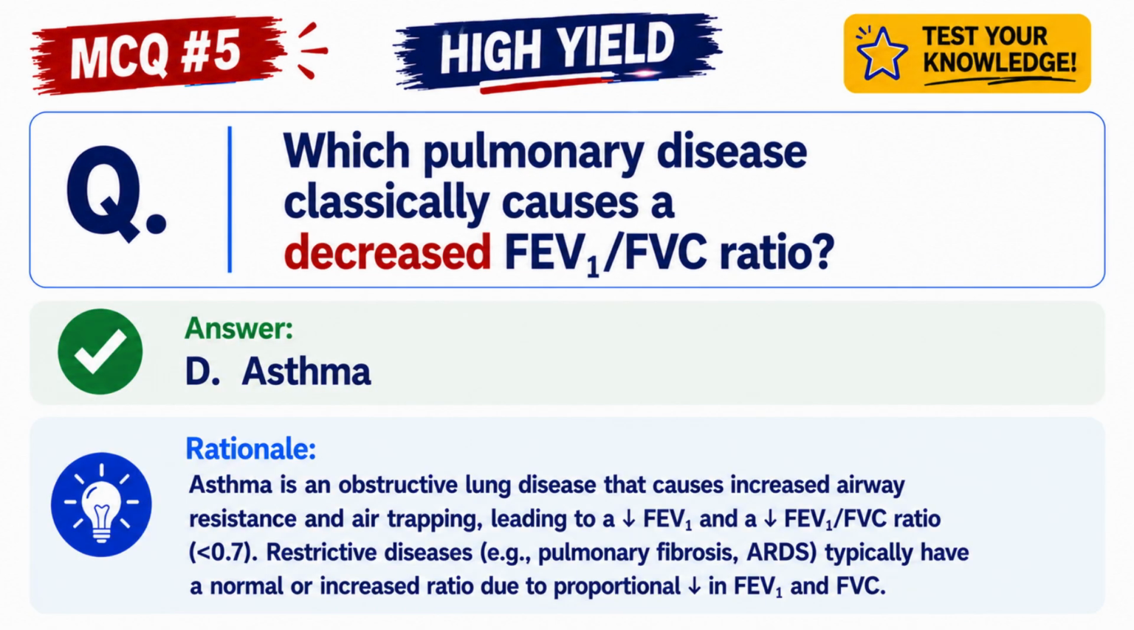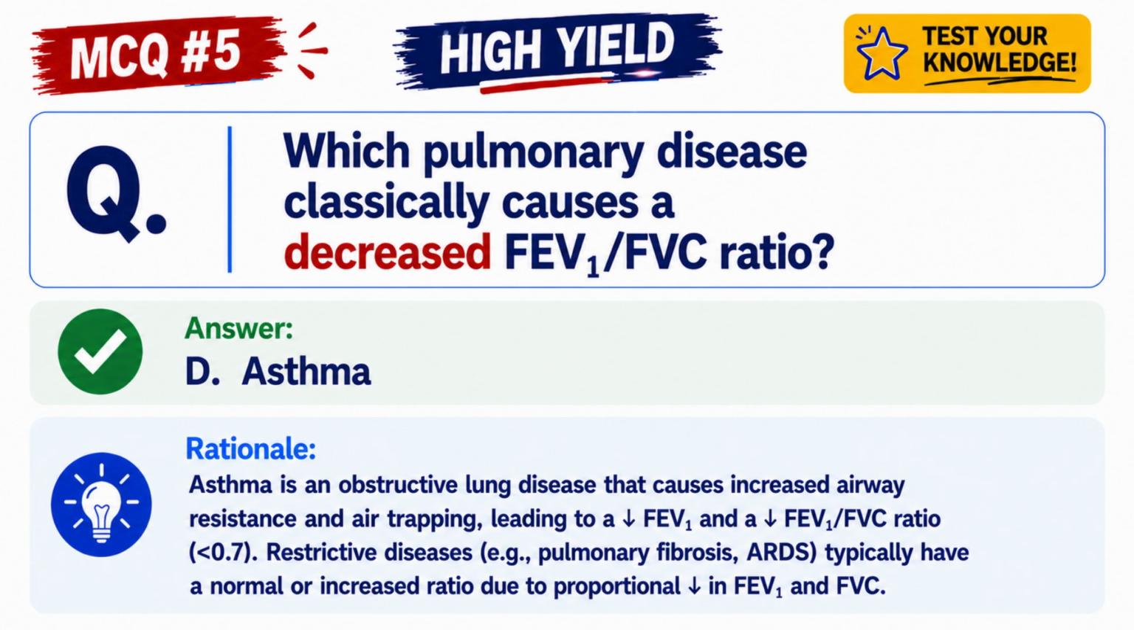Here's why. A decreased FEV1 over FVC ratio is the hallmark of obstructive lung disease. Asthma causes airway inflammation, bronchospasm, airway wall remodeling, mucus plugging. All of these narrow the airways, increase expiratory resistance, limit the rate at which air can exit the lungs. The first second of forced expiration is dramatically curtailed.